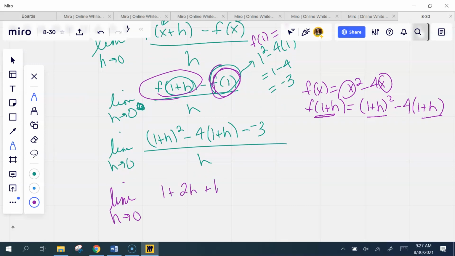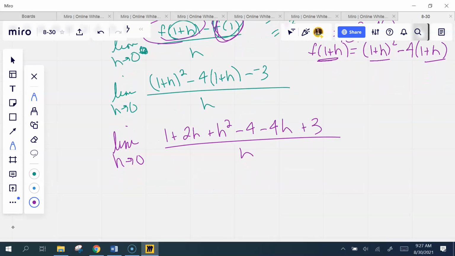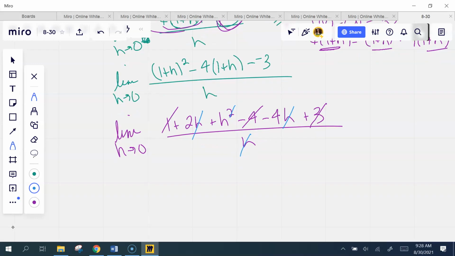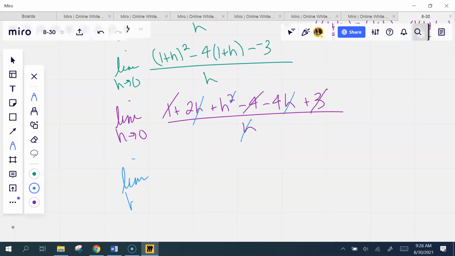If I FOIL this out and distribute that negative 4, magic starts to happen, as it always will in these kinds of problems. 3 and 1 makes 4, and I've got a negative 4 there. And now suddenly everybody has an h to give. h, h, h, h. So I end up with the limit as h goes to 0 of 2 plus h minus 4, the bottom's column.